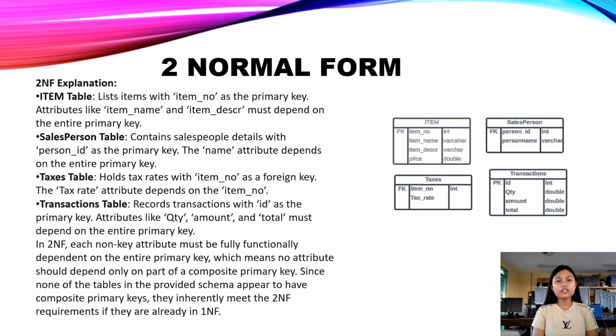2NF: each non-key attribute must be fully functionally dependent on the entire primary key, which means no attribute should depend only on part of a composite primary key. Since none of the tables in the provided schema appear to have composite primary keys, they inherently meet the 2NF requirements if they are already in 1NF.